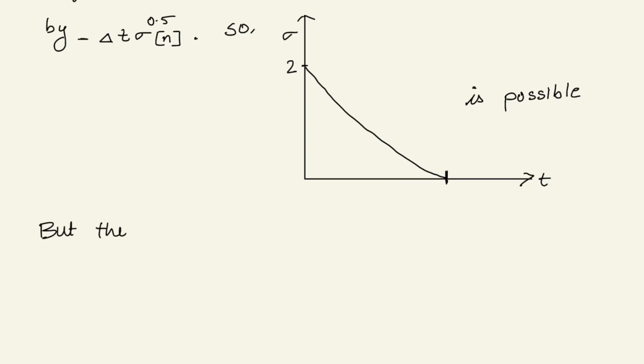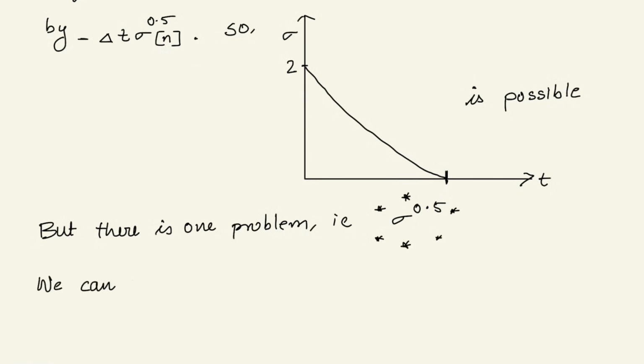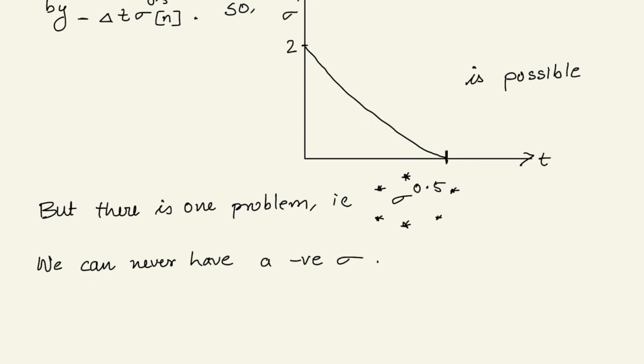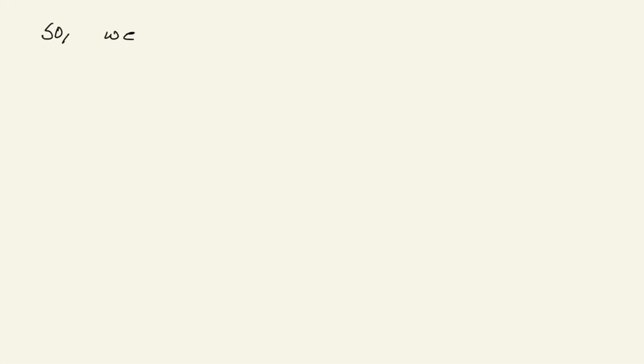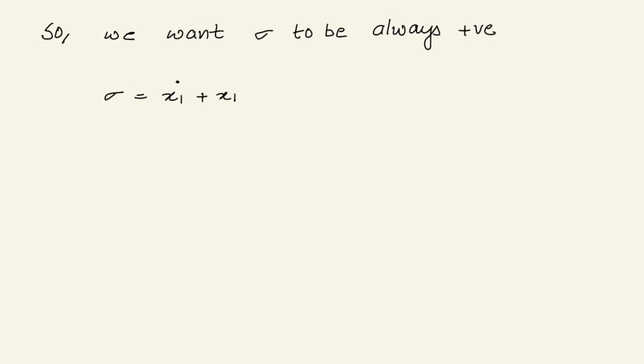If we look again at our solution of sigma, it has a factor of sigma to the power 0.5, that is root over sigma in the solution. Because of this, the negative values of sigma will create a problem. Suppose we start with a negative value of sigma, then we won't find any solution for it.